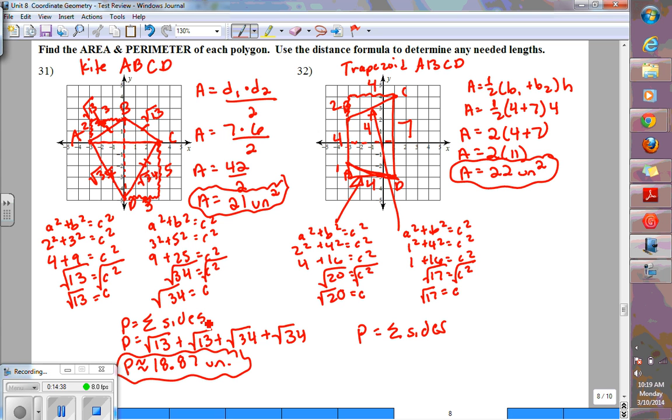We know that our perimeter is the sum of our sides. We have a 4 side. We have a radical 20 side. This is the sum, so we're adding here.